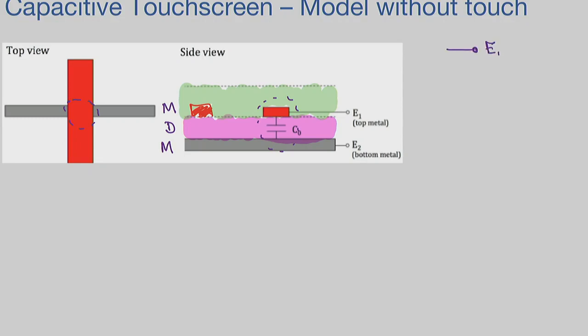One that is named E1. I'm going to change the name in the next slide, but for now, we can keep what's in your note. And then we have another node, E2, and in the middle, formed by these materials, we have C naught, the initial capacitance that you have, okay?